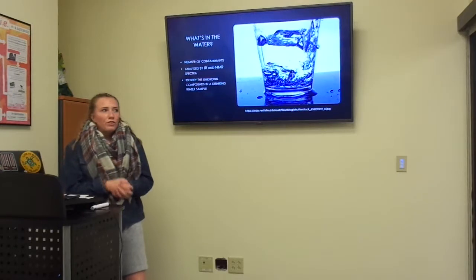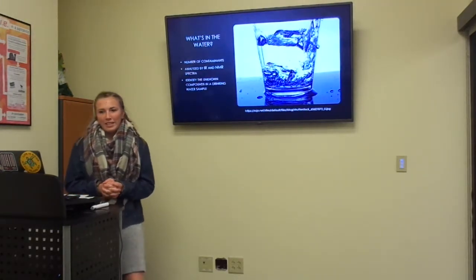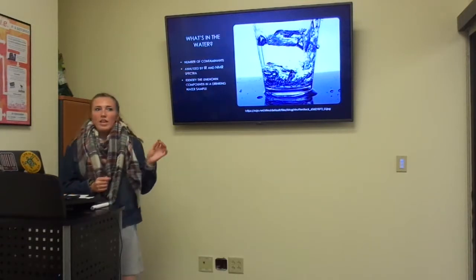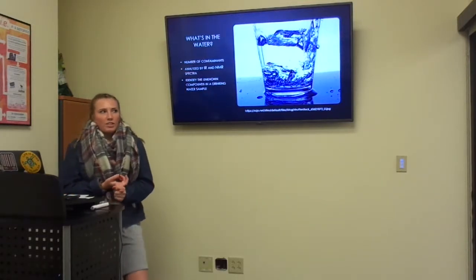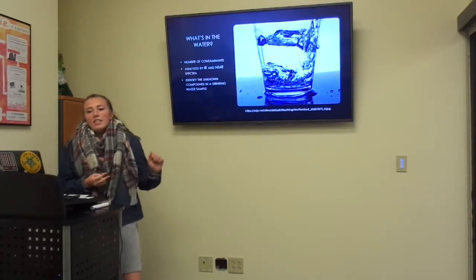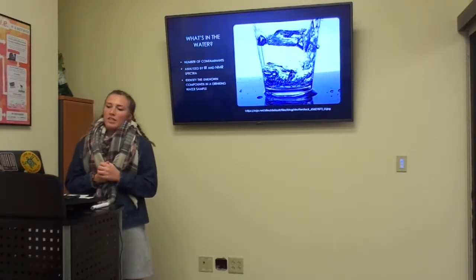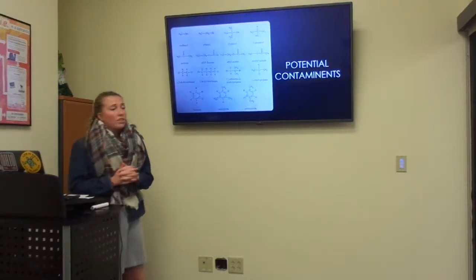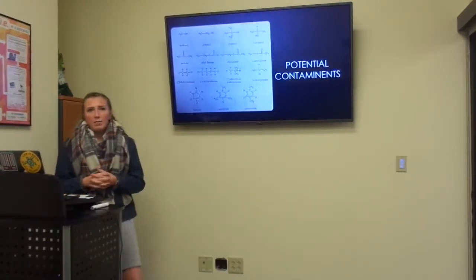What's in the water? Surface water contains a number of contaminants. These were taken as samples and used in infrared spectroscopy and nuclear magnetic resonance spectroscopy to identify the unknown compounds in a drinking water sample. These are the 15 potential contaminants that could be in each sample.